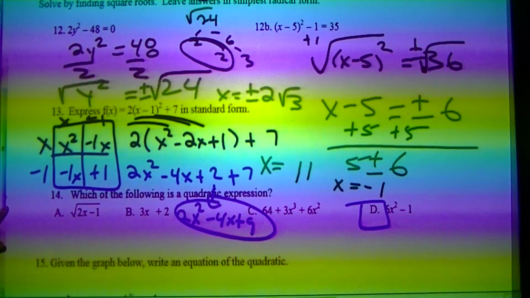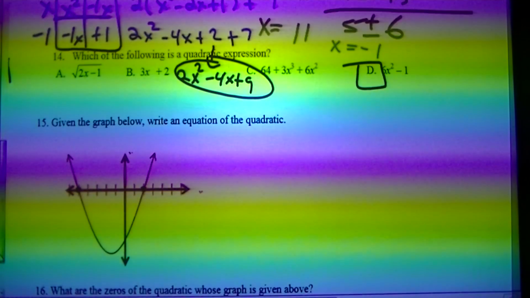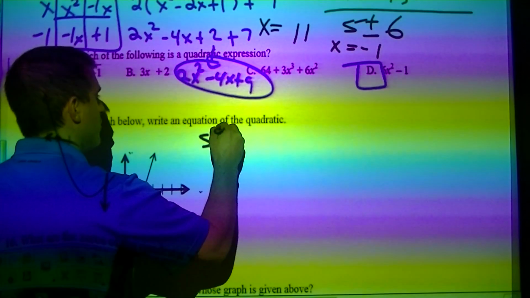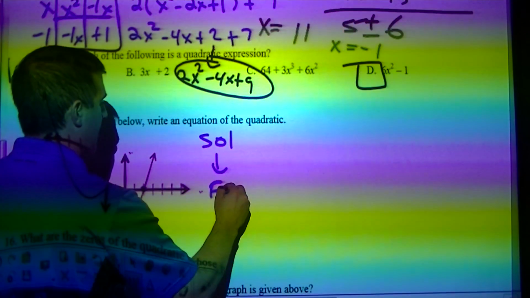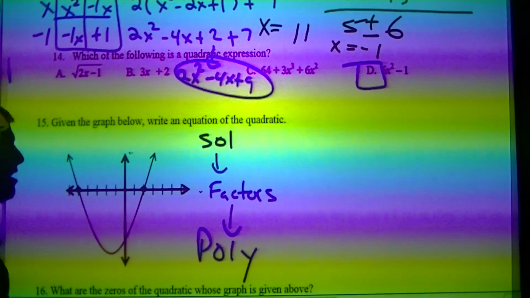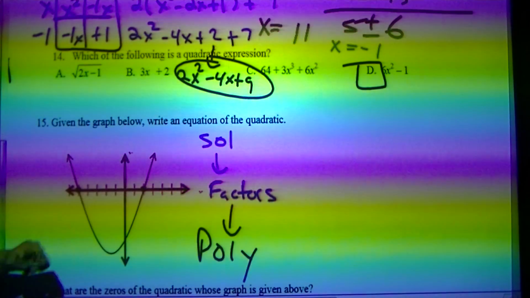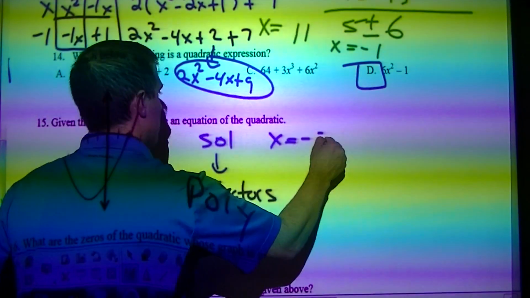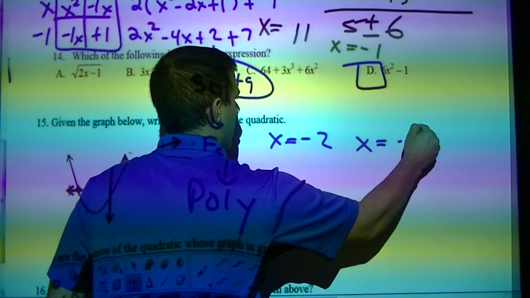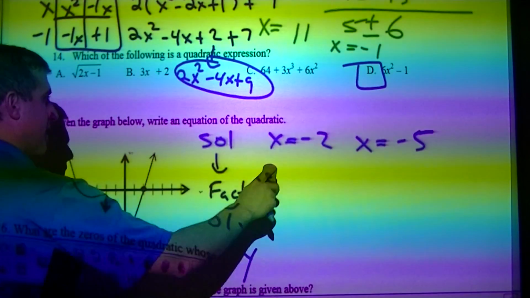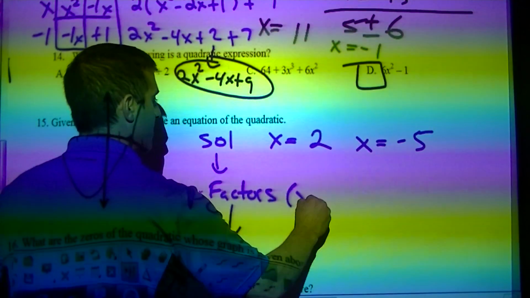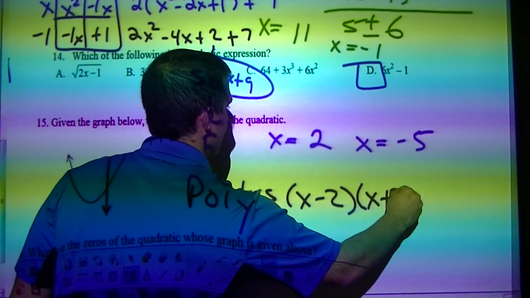Right below the equation, here's the idea. If I have solutions, solutions lead to factors. Factors lead to the polynomial. That's universal. So I have the solutions. Solutions are negative 5 and, I'm sorry, positive 2, I got ahead of myself. As factors, that's going to be x minus 2, x plus 5.